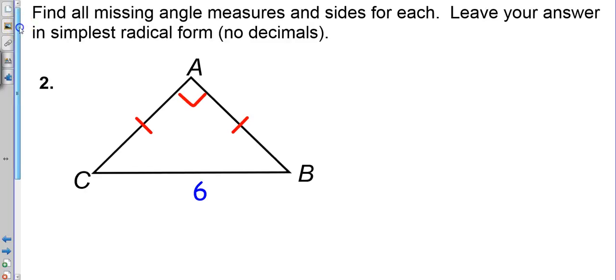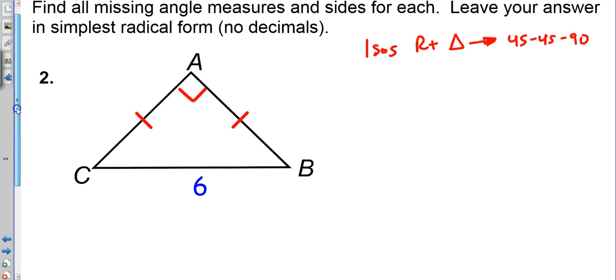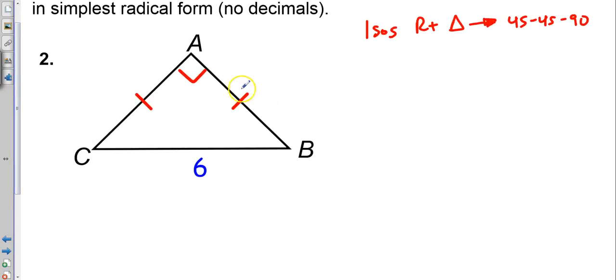One more example using this 45, 45, 90 rule. Again, we've got an isosceles right triangle, and that tells me I've got a 45, 45, 90. So I can use that relationship. This one's a little bit tougher because we kind of have to work backwards. Remember, the relationship says if you know one of the legs, then the measure of the hypotenuse is just the measure of that leg times square root of 2. Here we've got to go backwards. So using that relationship, if we call this x, we know that BC, the hypotenuse, is going to be x times the square root of 2.